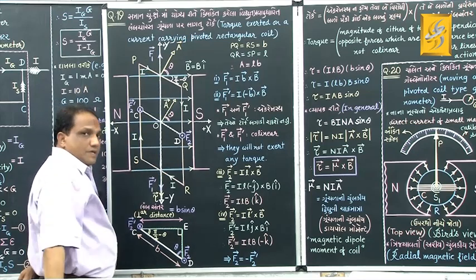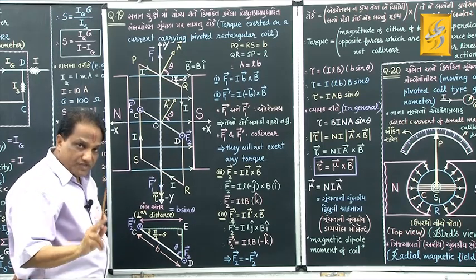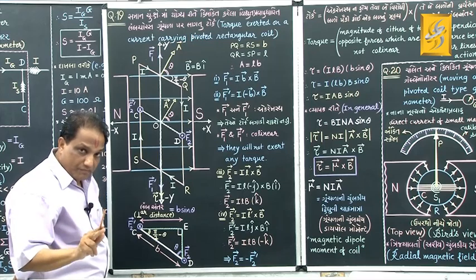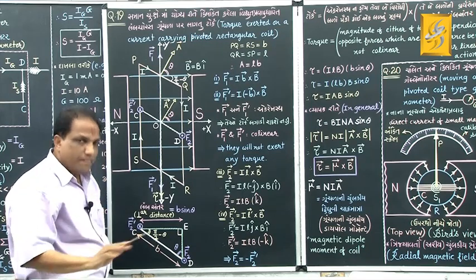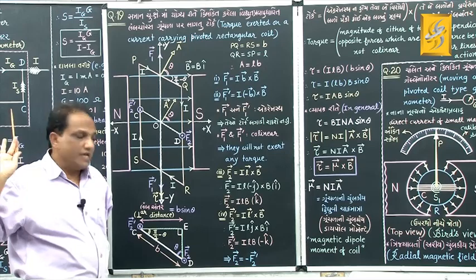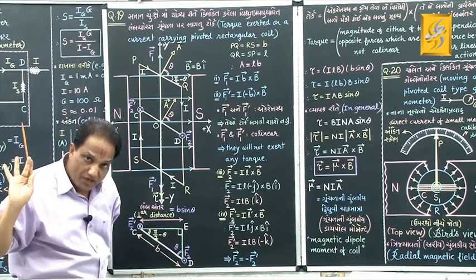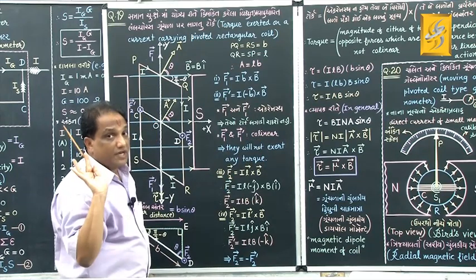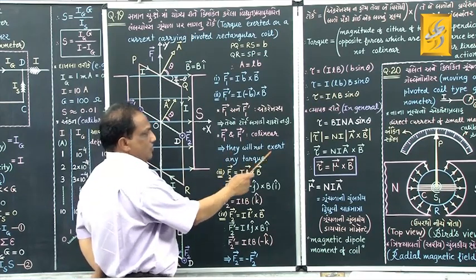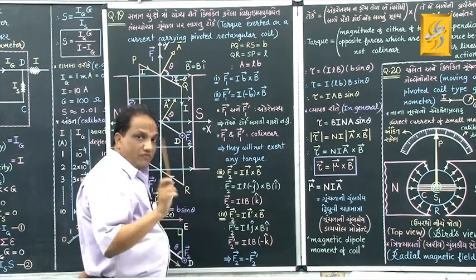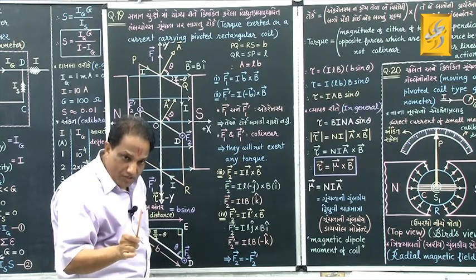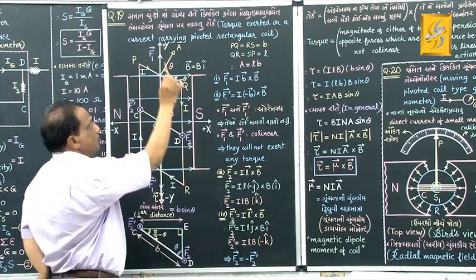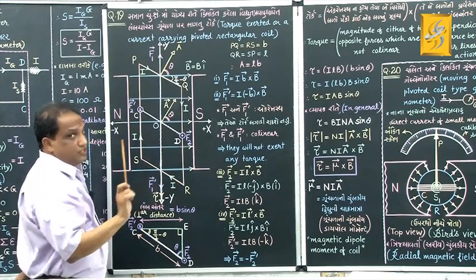Okay? If you have two forces which are equal in magnitude and opposite in direction, but they are collinear, they cannot produce any torque. Because these two forces are collinear, they cannot produce any torque. So they will not exert any torque. But we are looking for the expression of a torque. So now don't think of these two forces because they do not produce any torque.